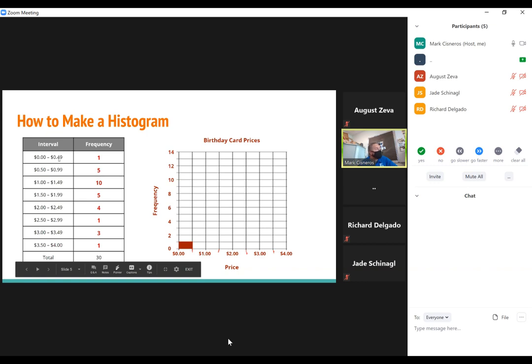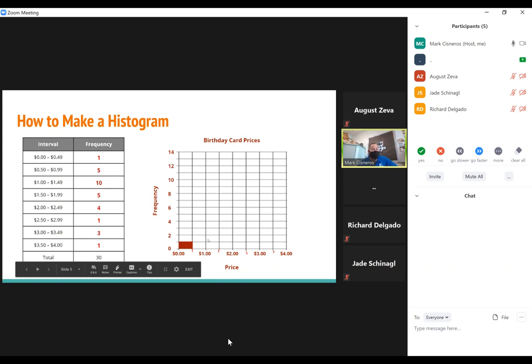Even though this only goes up to 49 cents, it's understood that no matter what this line is, it's always going to go into the next bin, the next interval, okay? So if I have a card that's exactly 50 cents, it's not going to go in the first one. It's going to go in the second one. Does that make sense? If I have a card that's exactly $1, it's going to go in the third bar, not the second bar, always the bar after that number.